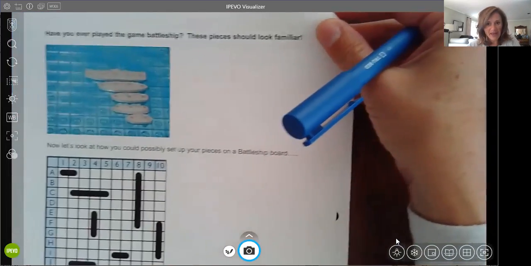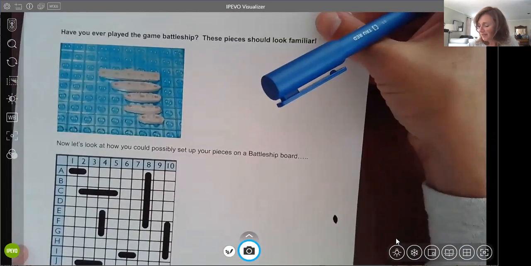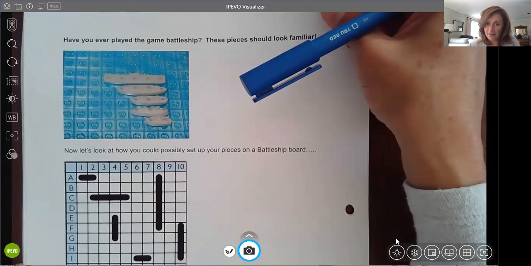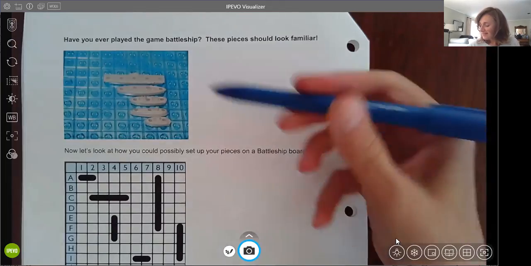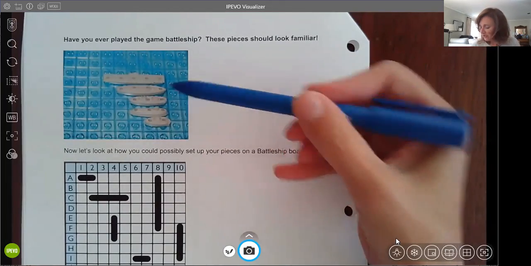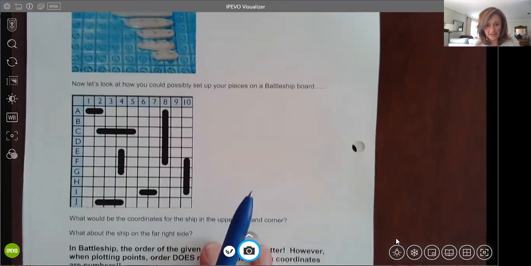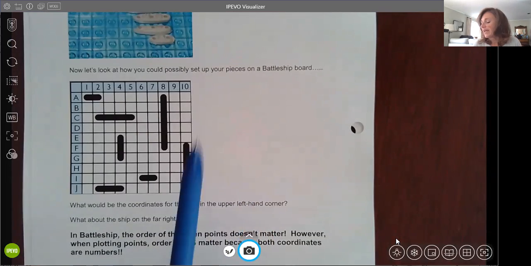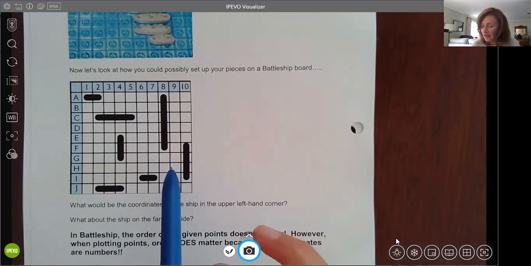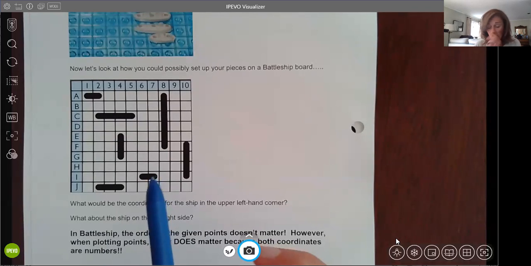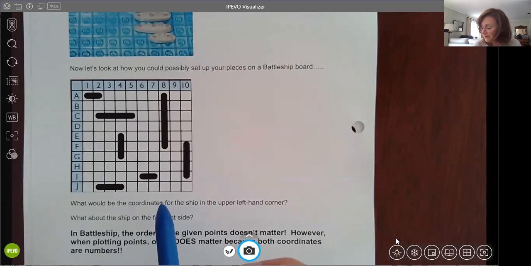Now, what I have here is a scene from a Battleship game. I don't know if you ever played Battleship, but I played that a lot when I was little with my brother, who used to always cheat. So this is like the figures if you've ever played Battleship, and this is kind of what the board looks like. So you place your ships on your board, and then your opponent tries to guess where your battleships are.